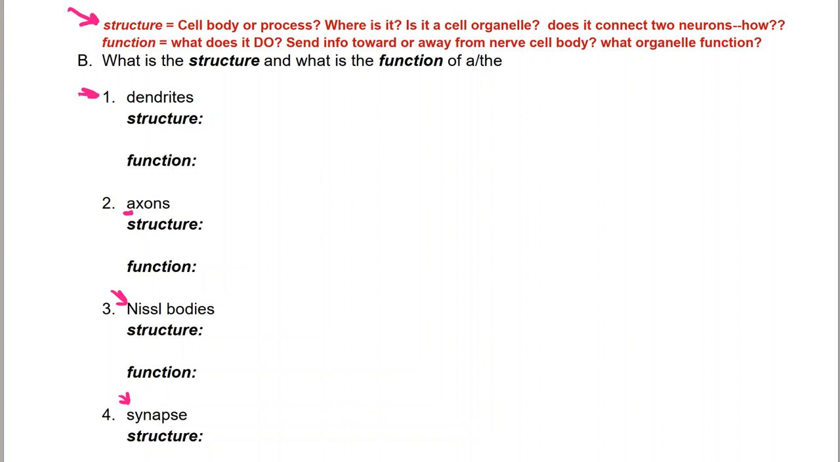And then function questions are about what does it do? So where is it sending, what direction is it sending information? Is it sending information towards the cell body where it will accumulate until it goes down an axon? Or is it sending it away from the cell body out of an axon as an action potential? So that's just kind of some basic vocabulary.